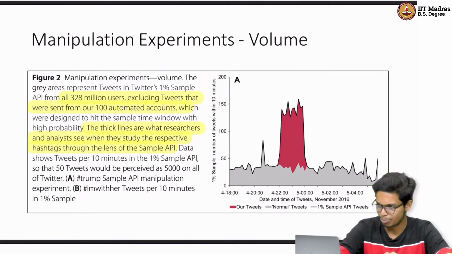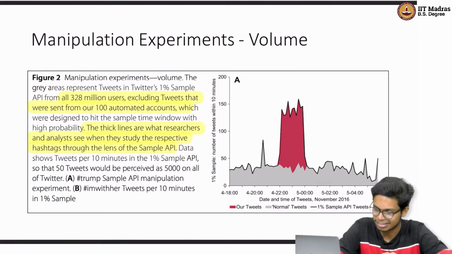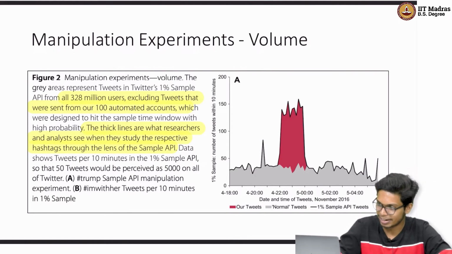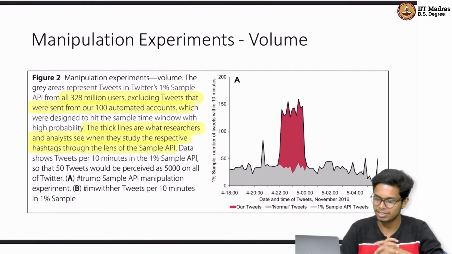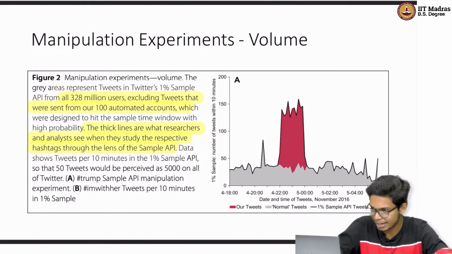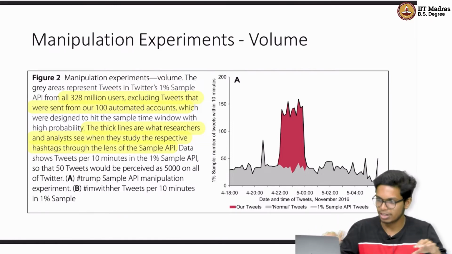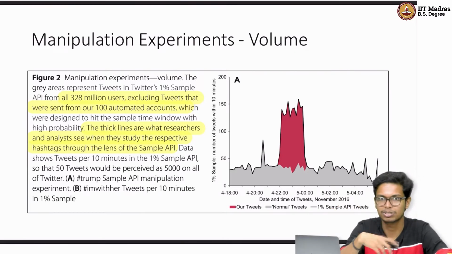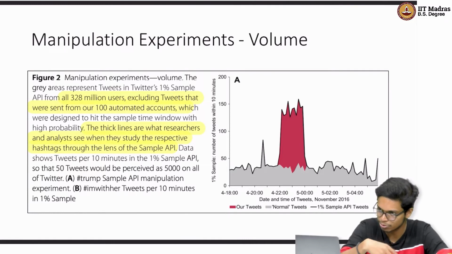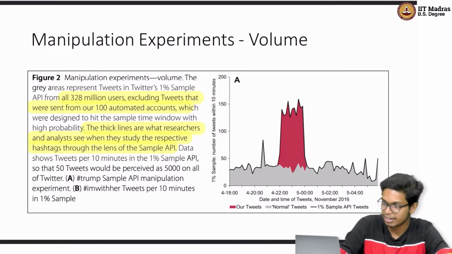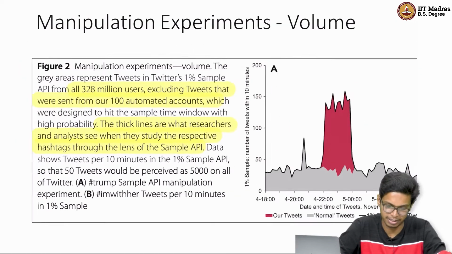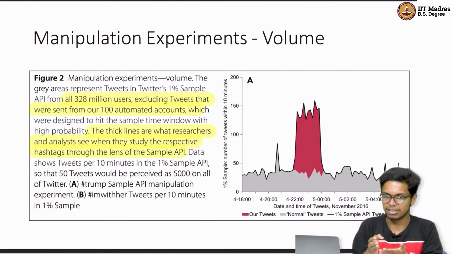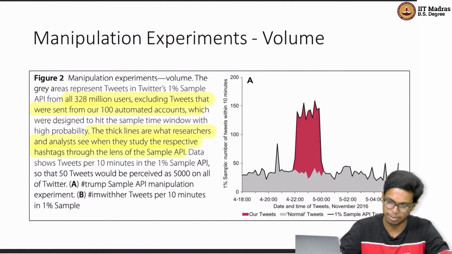So this plot I think we've already seen, but this is the major finding from this manipulation experiment. The red part is the tweets that were sent by the authors. These are the manipulated tweets, while the grey part is the normal tweets which were not manipulated. These are totally random from the 1% sample, and the red thick line is what researchers taking the dump of the sample API 1% would actually be looking at. So if you see hashtag Trump or hashtag I'm with her for Hillary Clinton, these can be very easily manipulated just because I know which timestamp can actually manipulate the random dump of the API.